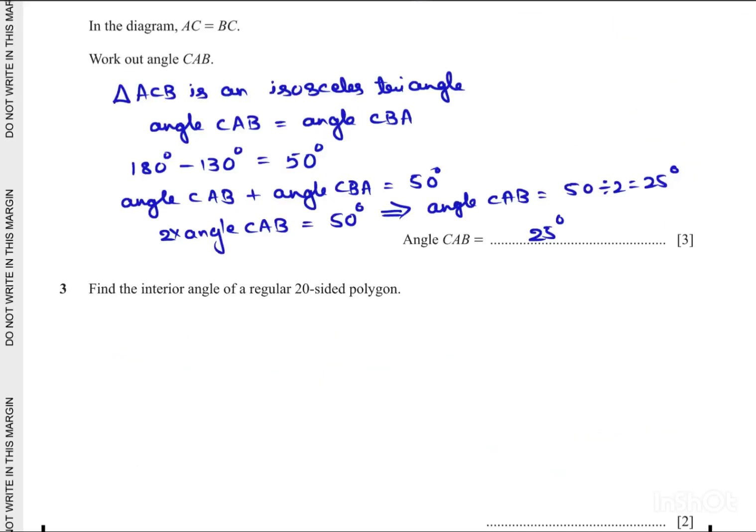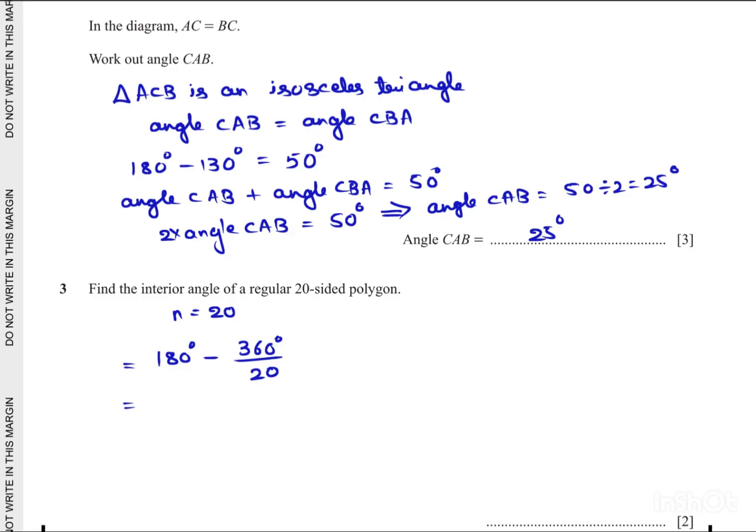Question 3. Find the interior angle of a regular 20-sided polygon. So in this question, the number of sides is given, n is given to us. n is equal to 20. Now to find out the interior angle, the rule we need to follow is, 360, sorry, 180 minus 360 by number of sides.